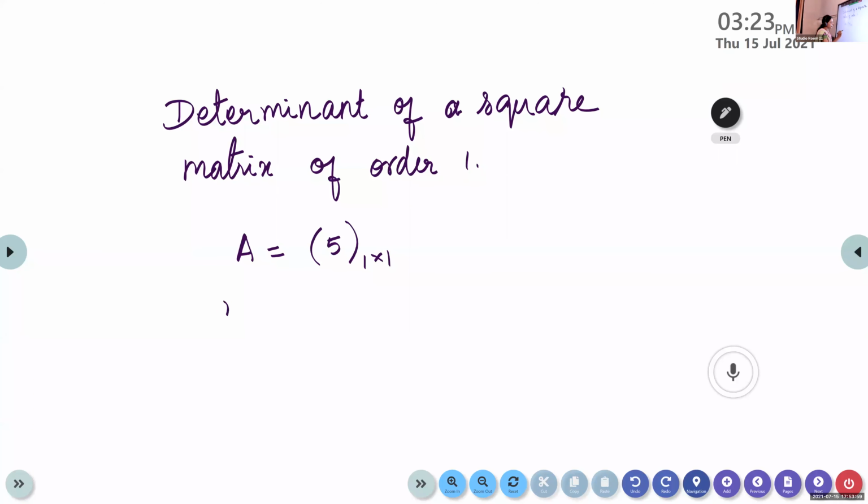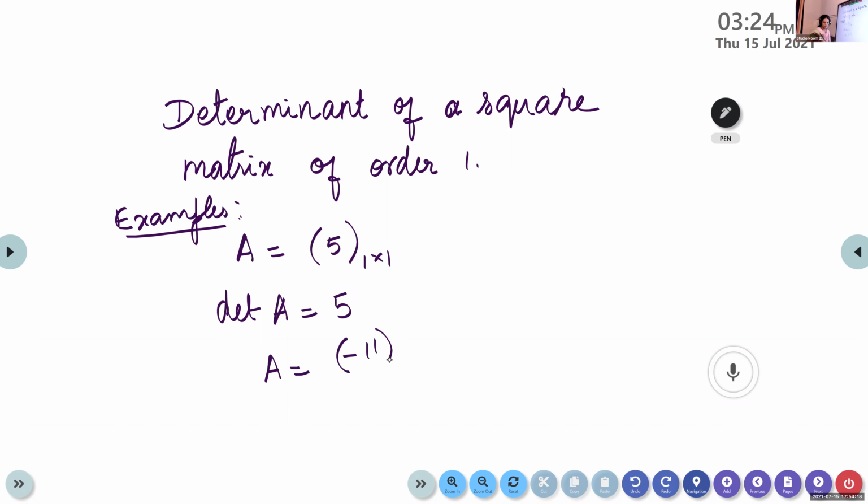Therefore, what is determinant A? Only one value is there, which means determinant A is the same as the number inside. Suppose A is equal to the matrix [-11]. What will be the determinant A? Determinant A is equal to -11. If only 1 row and 1 column are there, the determinant will be that element itself.